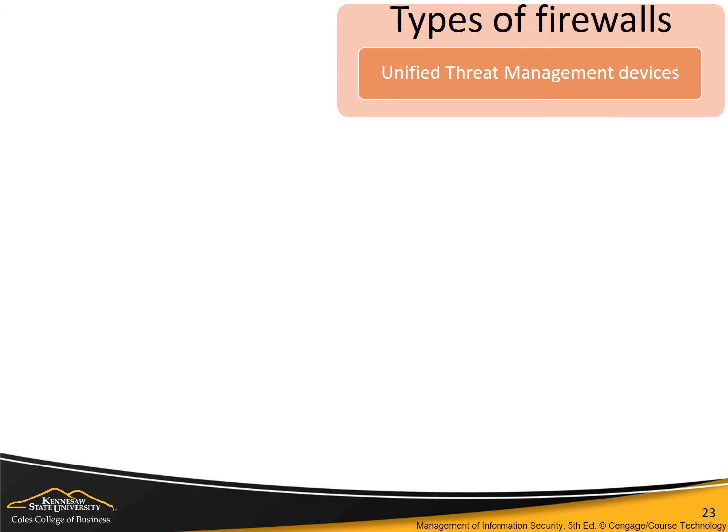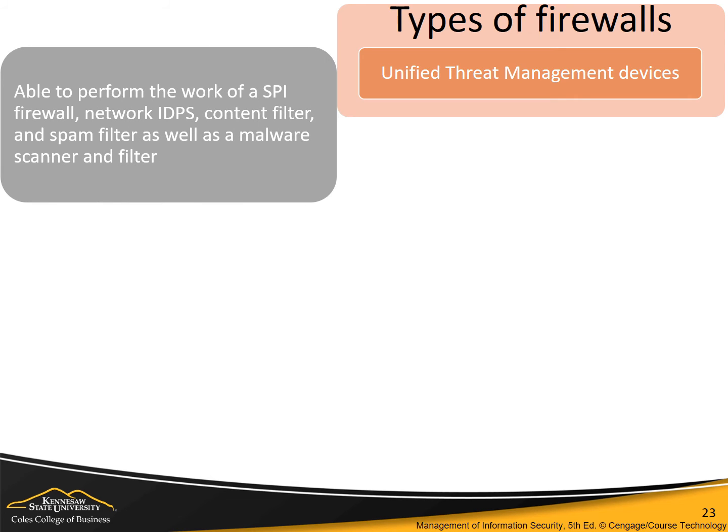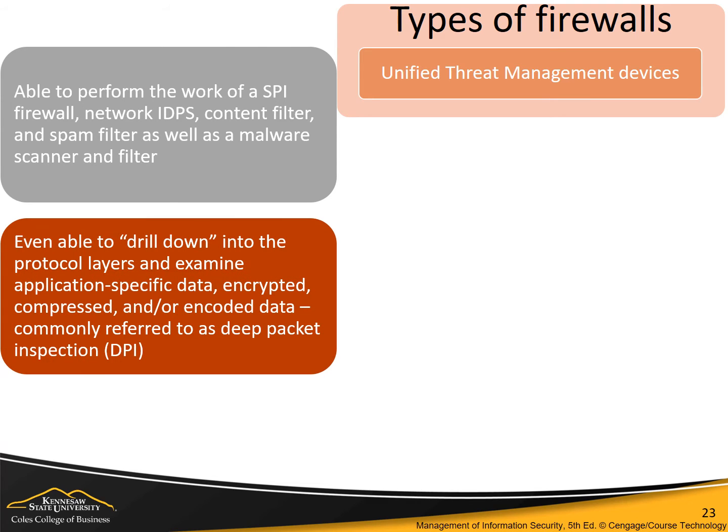Unified Threat Management, or UTM devices, are categorized by their ability to perform the work of a stateful packet inspection firewall, network intrusion detection and prevention system, content filter, and spam filter, as well as a malware scanner and filter. With a proper configuration, these devices are even able to drill down into the protocol layers and examine application-specific data, encrypted, compressed, and/or encoded data, commonly referred to as Deep Packet Inspection, or DPI.